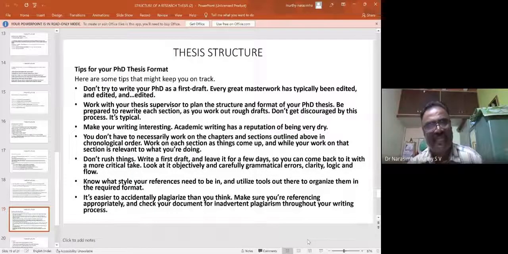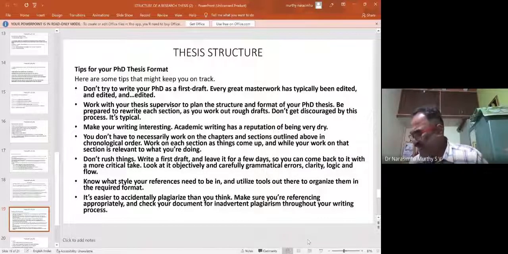And here you should take the help of your peers. Grammatical errors, clarity, logic, flow, all these things, when you sit and write, you will not be able to identify the flaws. Take the help of peers, your seniors. And utilize tools to organize references particularly. All these things have become very technical and mechanical now.